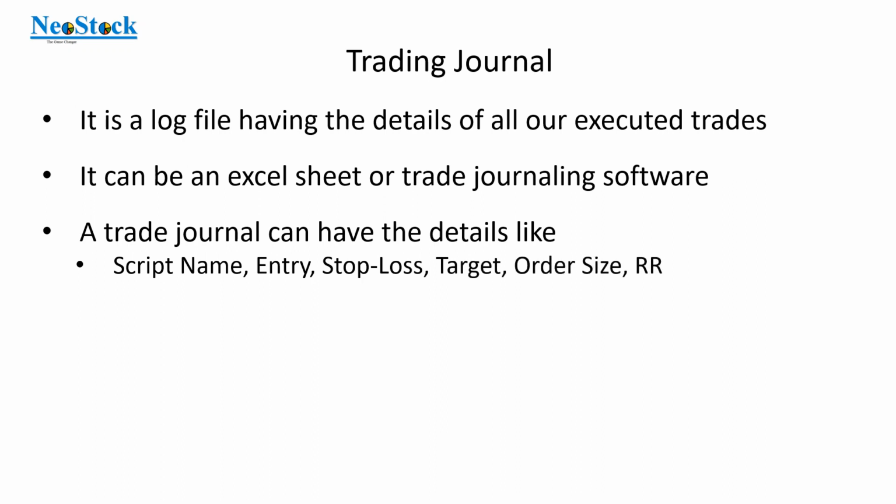You can add columns like the name of the stock, that is script name. What is the entry price? What is the stop loss? What is the target? What is the order size? That means how many shares you have purchased or how many shares you sold. That is the order size. And what is the RR? RR can be derived from these values. But why we need a separate column is so that it will be easy to monitor in future days. When you are analyzing your trading journal, it will be very easy if an RR column is there.